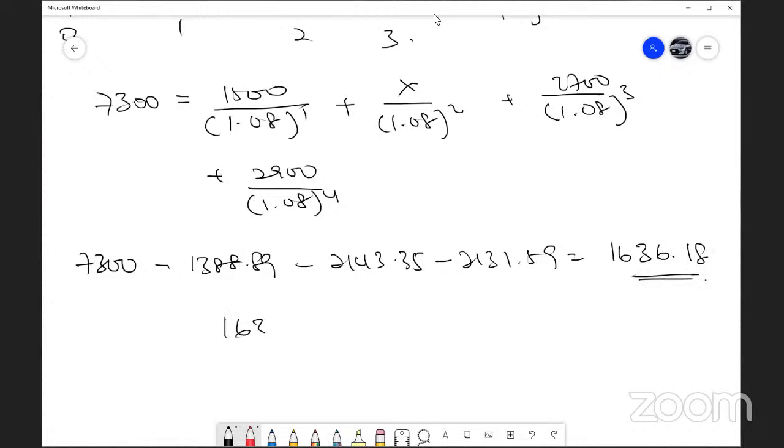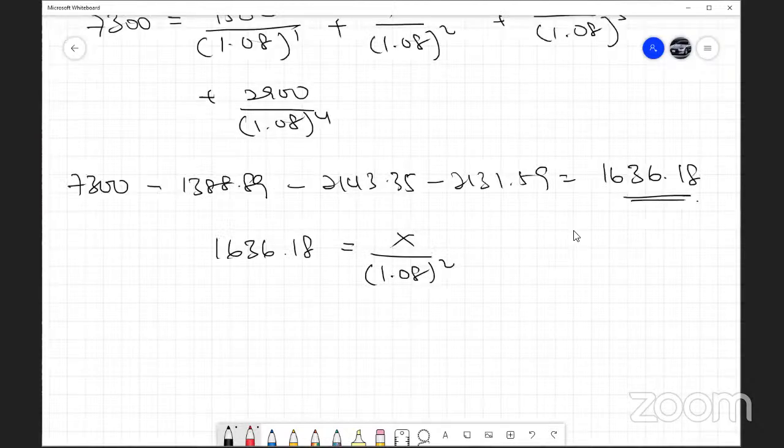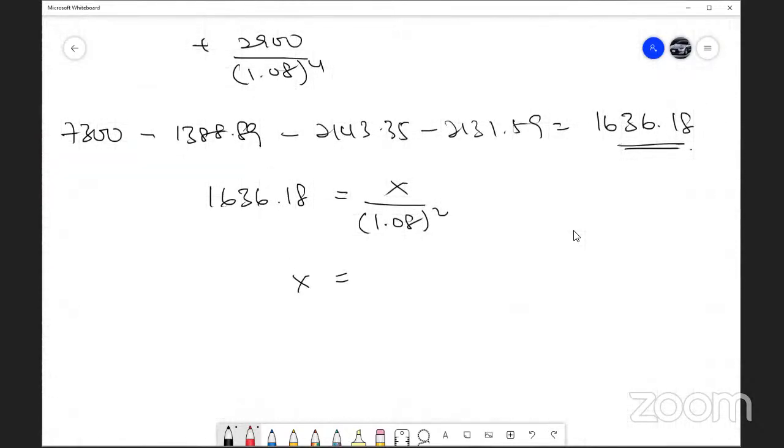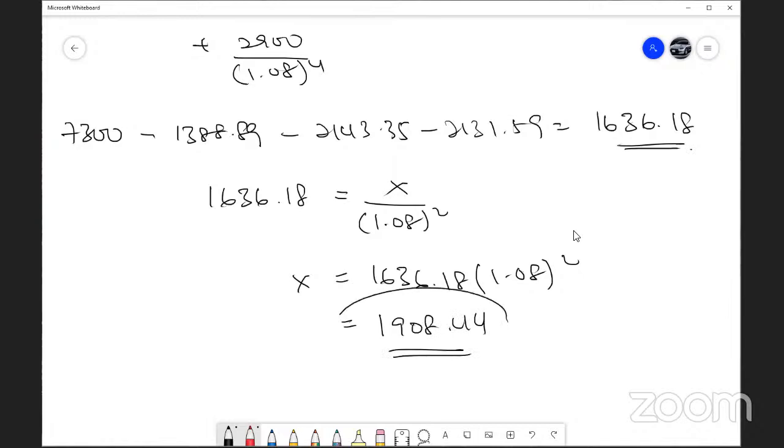So 1,636.18 is equal to x divided by 1.08 power of 2. So what is x? X is equal to 1,636.18 times 1.08 power of 2. So you get your x now, 1,908.44. Interesting, right? It's easy, right?